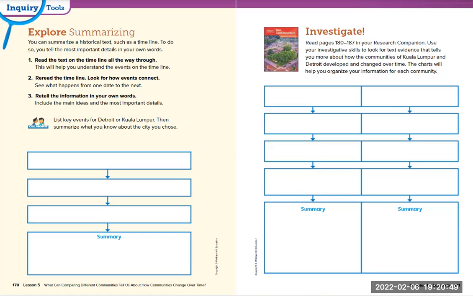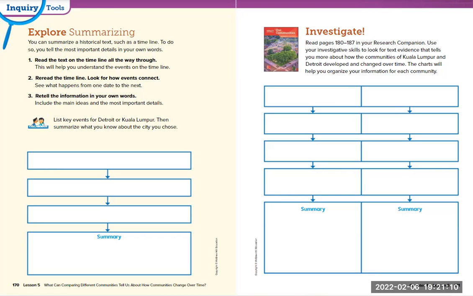Then the first thing you're going to do is read the text on the timeline all the way through. This will help you understand the events on the timeline. You've already seen the timeline. You already know what it looks like. So make sure that while you're doing this part, you're flipping back and forth so that you can see what you're talking about, which event you're talking about.